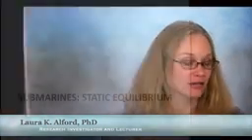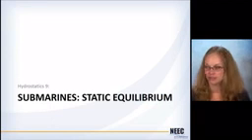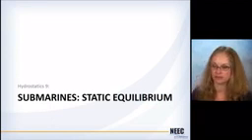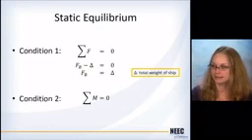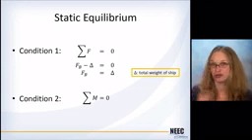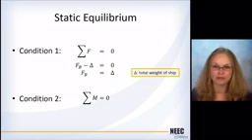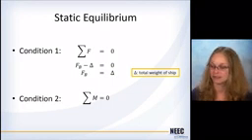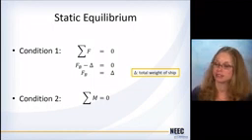Now, when I talked about intact stability before with the surface ships, I started off talking about static equilibrium, and I want to do the same thing again with submarines because submarines are tricky. All right, static equilibrium. Two conditions, right? Sum of the forces is equal to 0, which means that the sum of the buoyant force has to equal the weight of the submarine. That's all. And then for condition 2, the sum of the moments has to equal 0.